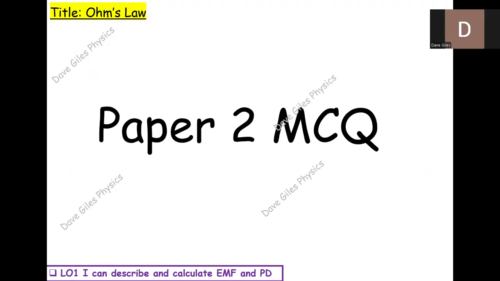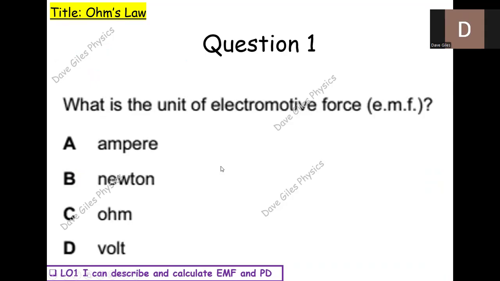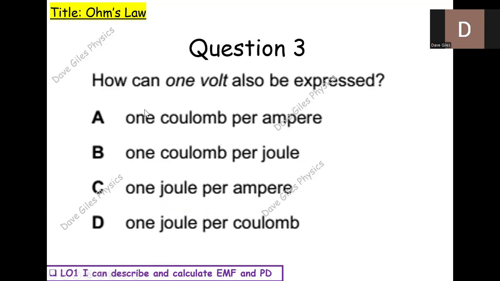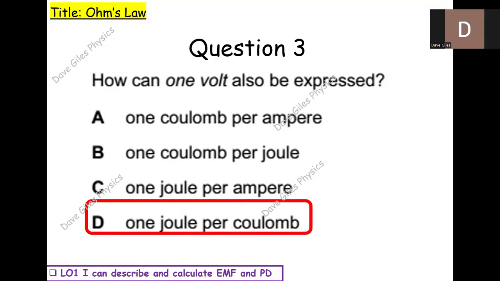So let's have a look at some past paper questions. What is the unit of EMF? Easy one to start us off. It's the volt. What is EMF? It's work done divided by charge. How can 1 volt also be expressed? So it's 1 joule per coulomb, so D.